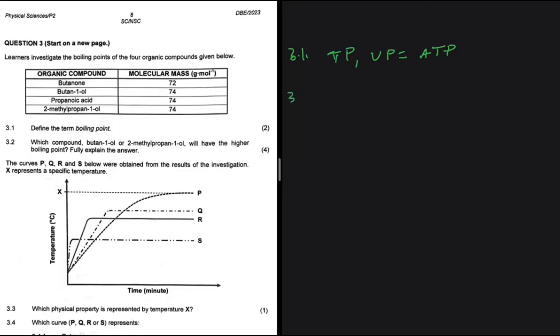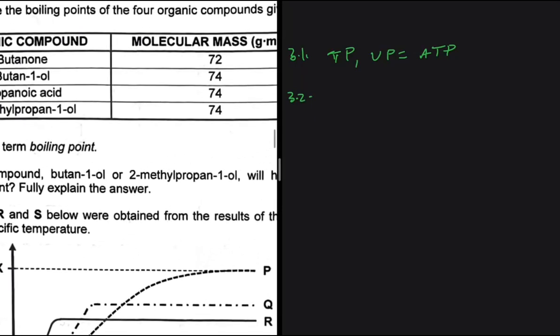And then 3.2, which compound, butan-1-ol or 2-methylpropan-1-ol, will have the higher boiling point? Fully explain your answer. So let's look at these 2 compounds and see how they differ. They're both alcohols, right? So they have the same kind of intermolecular forces, which is hydrogen bonding.